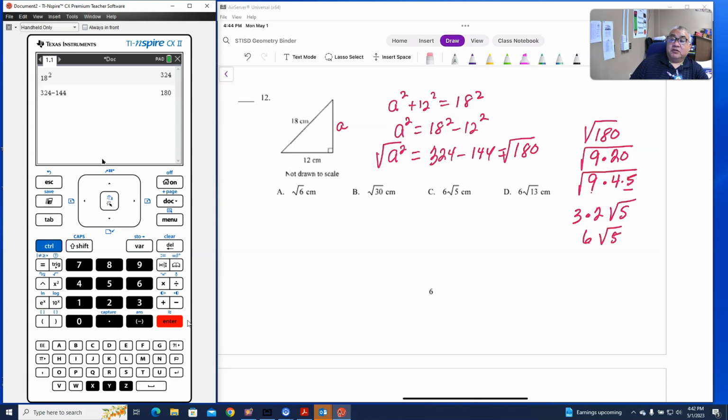Now, if you get stuck and you want to check if this is the answer, you can just type it in. 6 square root of 5. And you want to check, does it equal square root of 180? In this case, it's true.